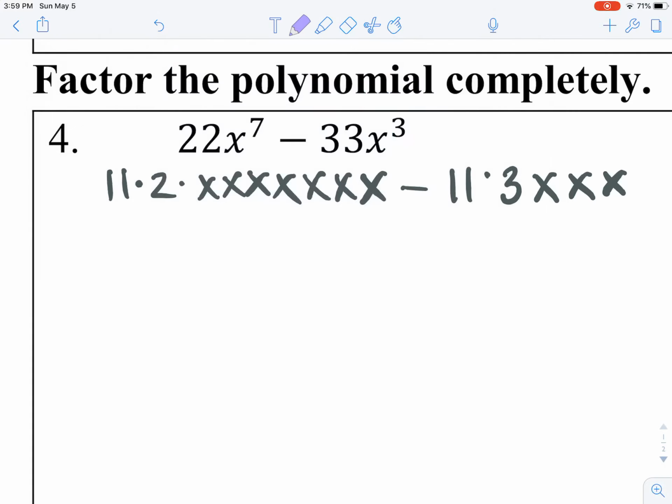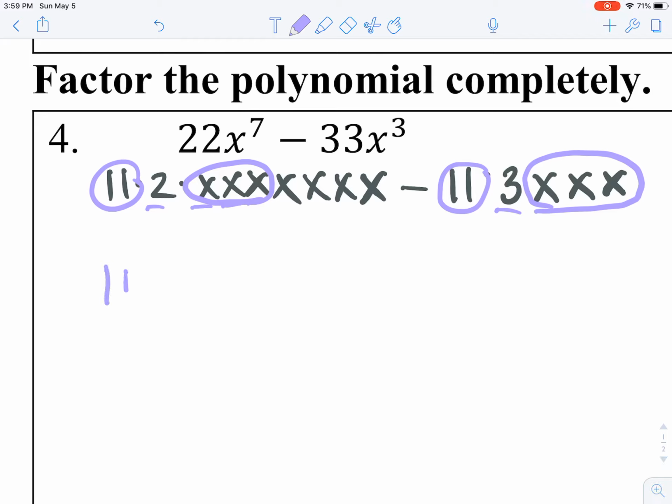So they both have an 11. This one has a 2, that one has a 3, so that's not in common. And then they both have 1, 2, 3 x's in common, because the one on the right doesn't have more than 3, and the one on the left has at least 3. So my greatest common factor between these is 11x to the third power.